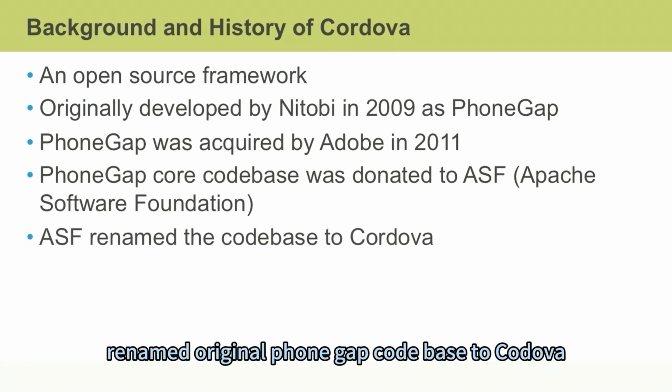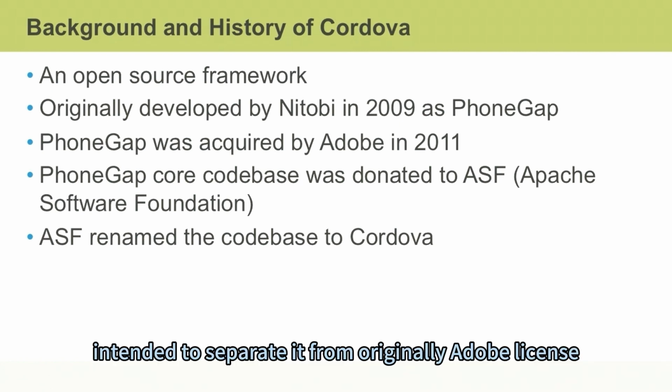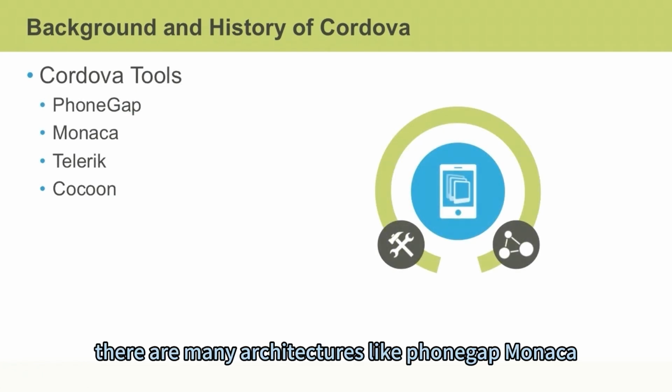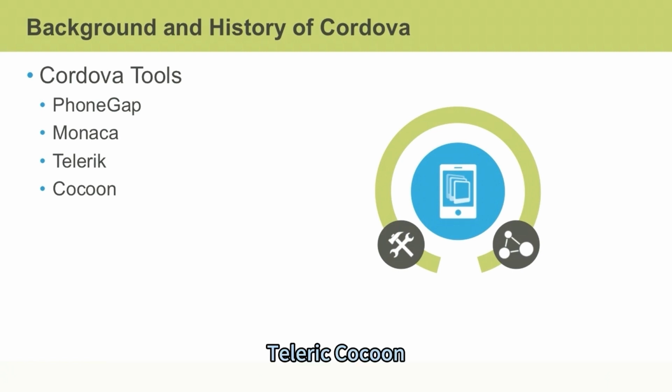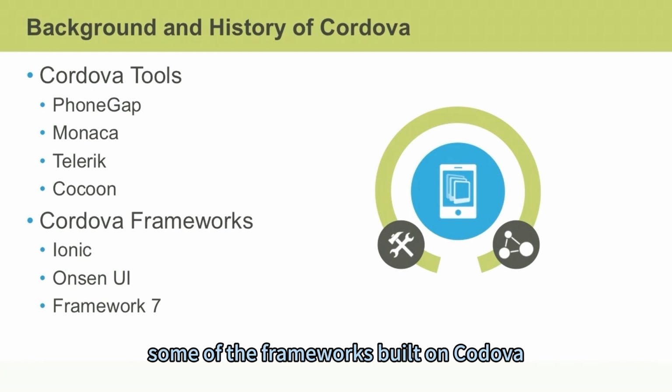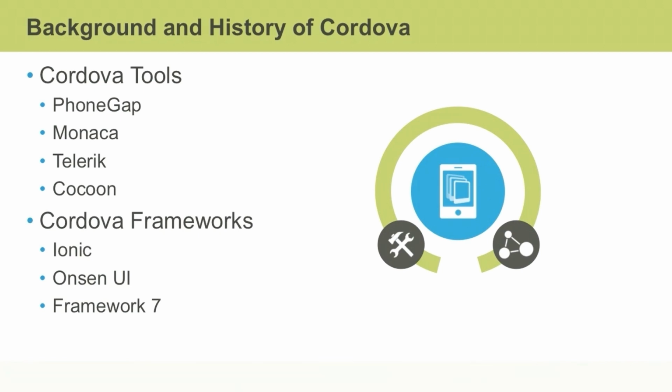Apache renamed the original PhoneGap code base to Cordova, intended to separate it from the original Adobe license. There are many frameworks like PhoneGap, Monaca, and Taco Cocoon built on Cordova. Some of the frameworks built on Cordova are Ionic, Ansinui, and Framework.